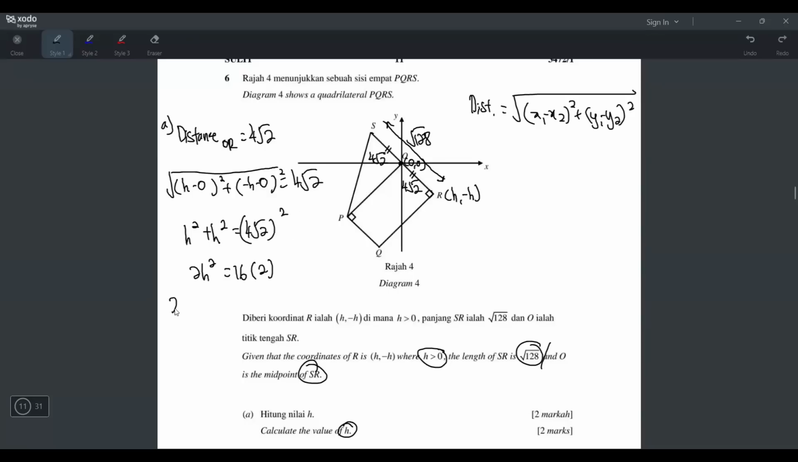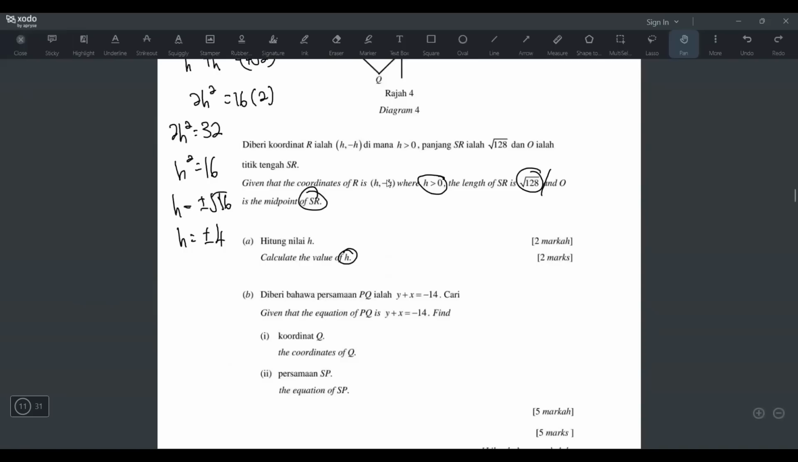Okay, you're left with this now, so it becomes 2h² = 32. h² = 32 divided by 2, which is 16. h equals plus minus the square root of 16, which is plus minus 4.